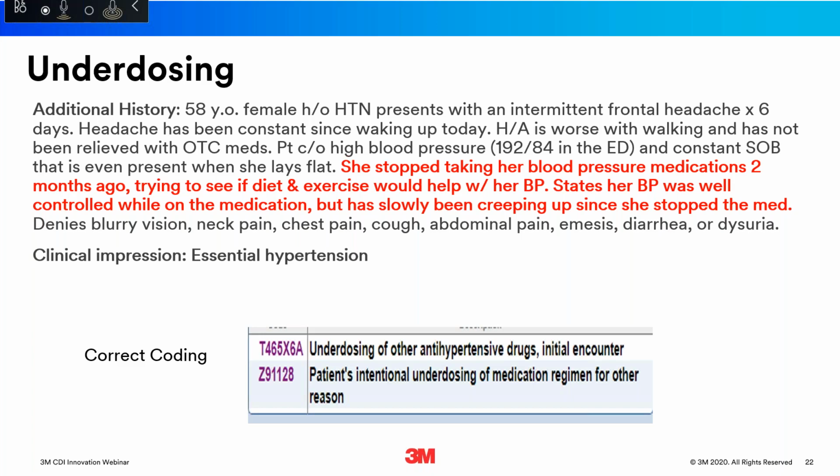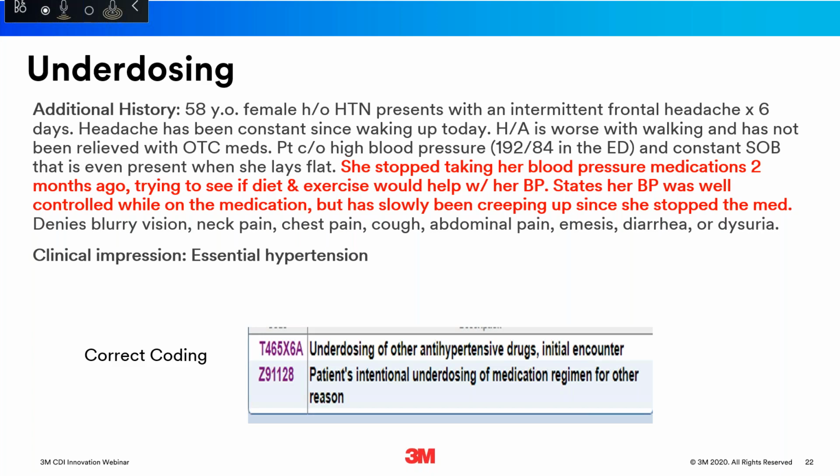She stopped taking her blood pressure medication a couple months ago, trying to see if diet and exercise would help with her BP. She states it was well controlled while on the medication, but has slowly been creeping up since she stopped. Her clinical impression here is essential hypertension. So she's here for the condition that those meds that she's not taking were prescribed to control. And that's typically what you'll see.